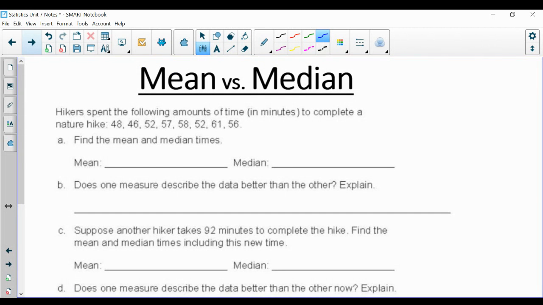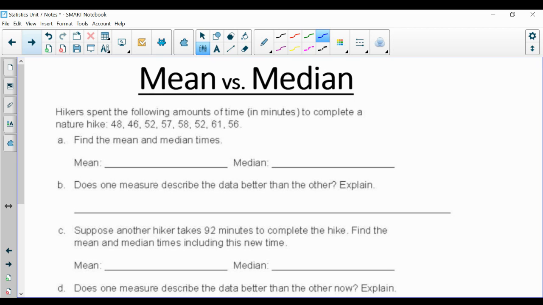So let's hop over and see if we can compare mean versus median. Hikers spent the following amounts of time to complete a nature hike. You can read the numbers. We're going to find the mean, we're going to find the median, and then we're going to say whether or not there's one measure that describes the data better. So go ahead and pause the video real quick, and I want you guys to find the mean and the median. You guys can do that on your own. Go ahead and pause and do that.